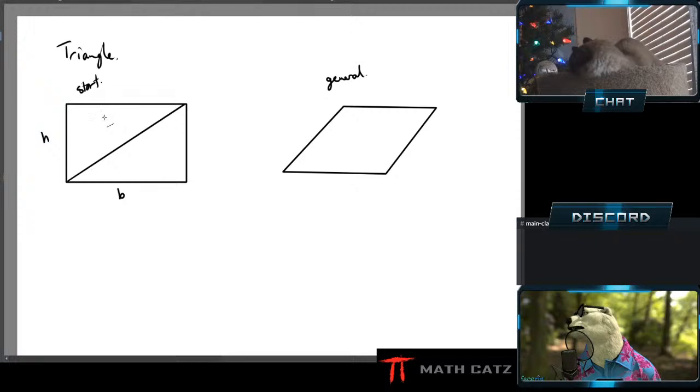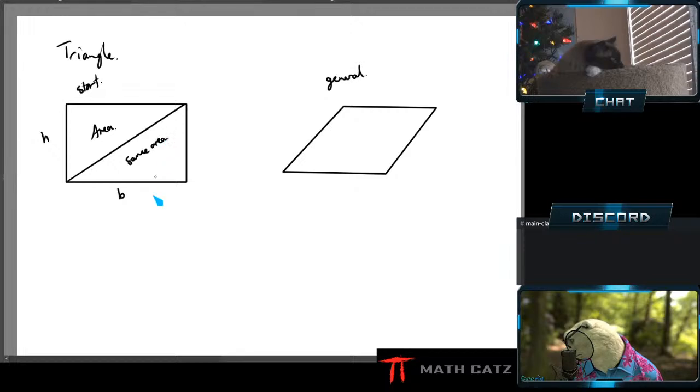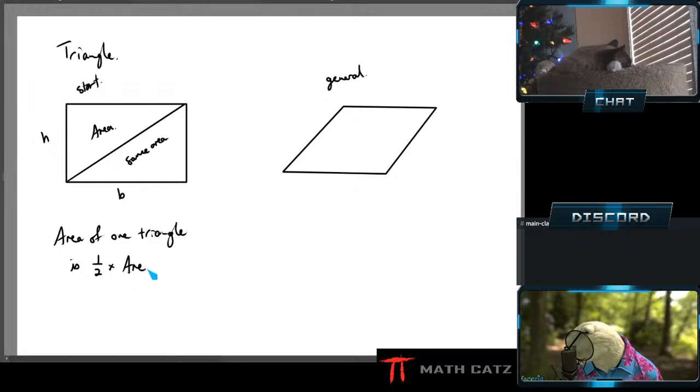Now, in the case of a rectangle, these triangles are going to be exactly the same. Whatever this area is, this is going to be the same area. Same area. So the area of one of these triangles, one triangle, is going to be 1/2 times the area of the rectangle, because they're the same.